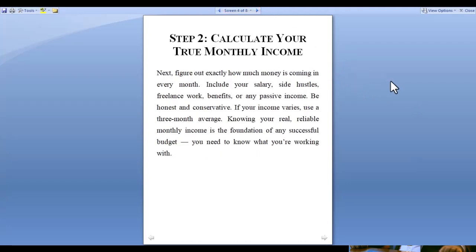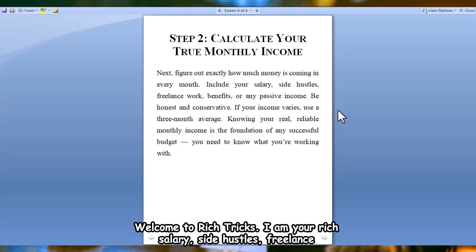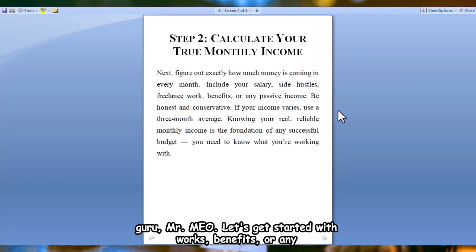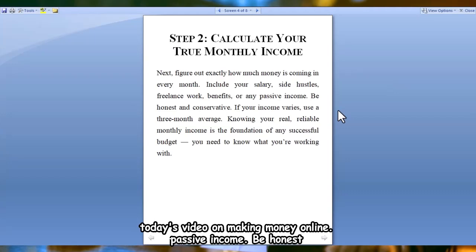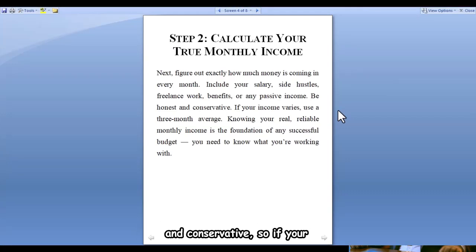Step 2 here says calculate your true monthly income. Next, figure out exactly how much money is coming in every month. Include your salary, side hustles, freelance work, benefits, or any passive income. Be honest and conservative. If your income varies, use a 3-month average. Knowing your real, reliable monthly income is the foundation of any successful budget. So you need to know what you are working with. So now let's go to step 3.